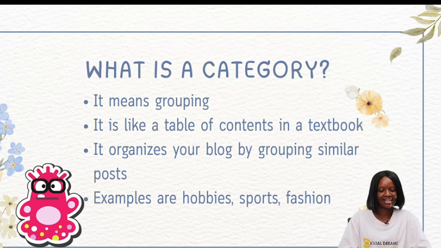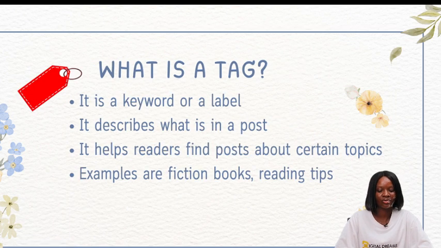Then what is a tag? A tag is a keyword or a label. It describes what is in a post. It helps readers find posts about certain topics. So it's just like a keyword. It could be anything about your post. Maybe you're talking about a reading hobby, and then since it's fiction, it could be any fiction books that you like. You could say fiction as a tag, you could say reading as a tag, you could just add anything, novels, anything can be your tag, and tags can be more than one.